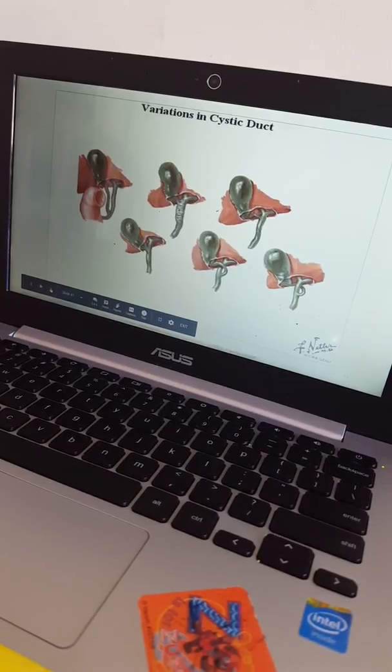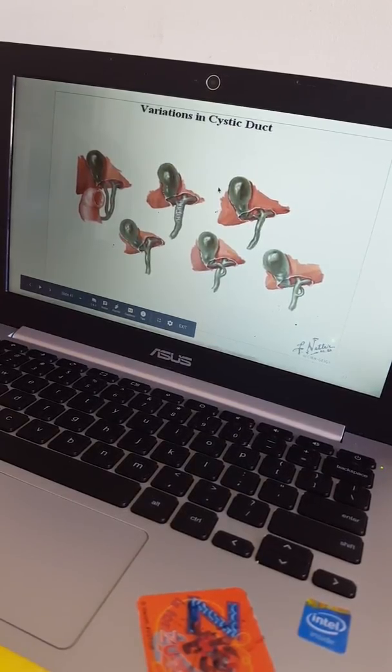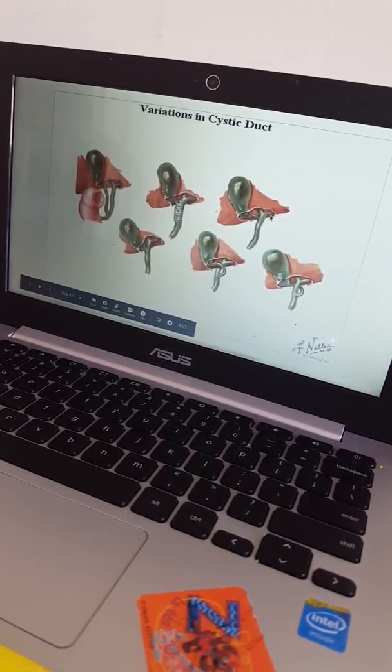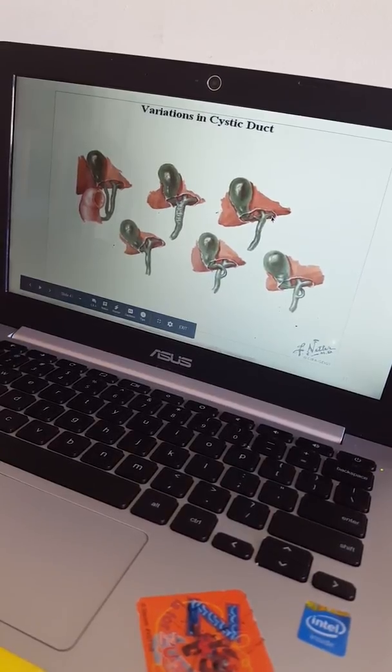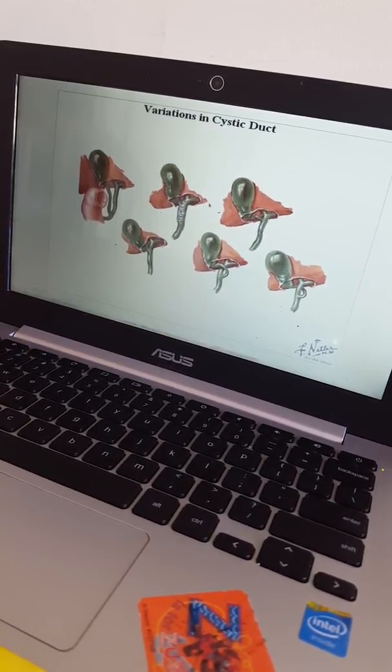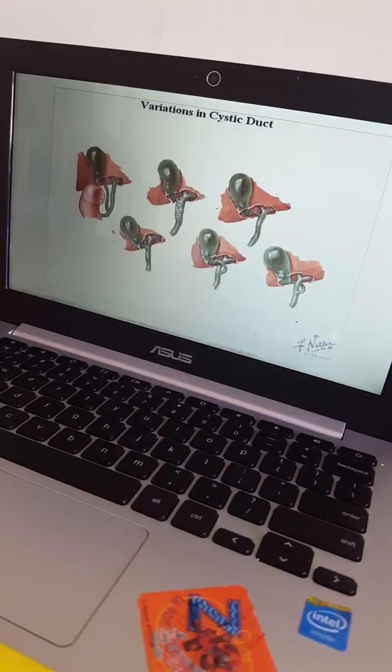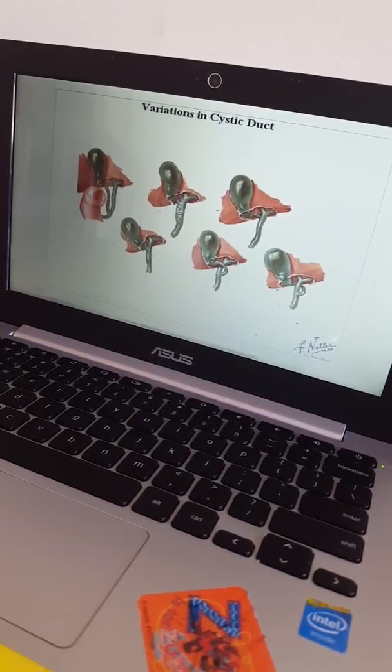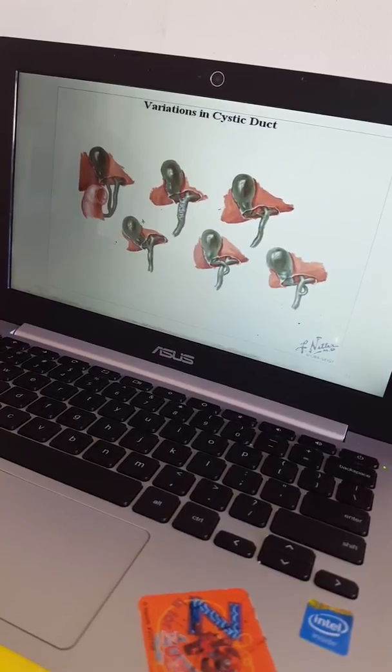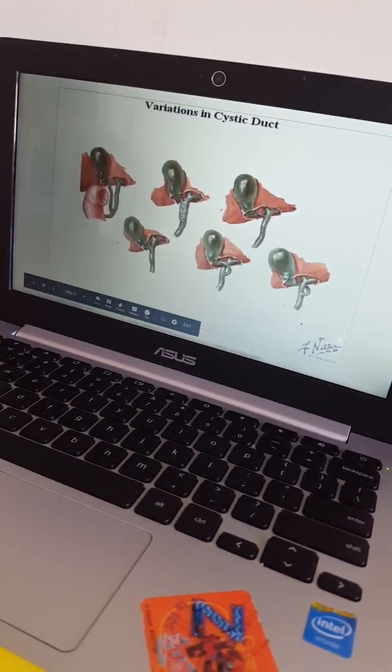There are variations in the cystic duct, and this is important from the surgical point of view when a person is undergoing cholecystectomy for gallstones. There are multiple shapes and different kinds of variations. You should see them and know that yes, there are variations from the clinical point of view.